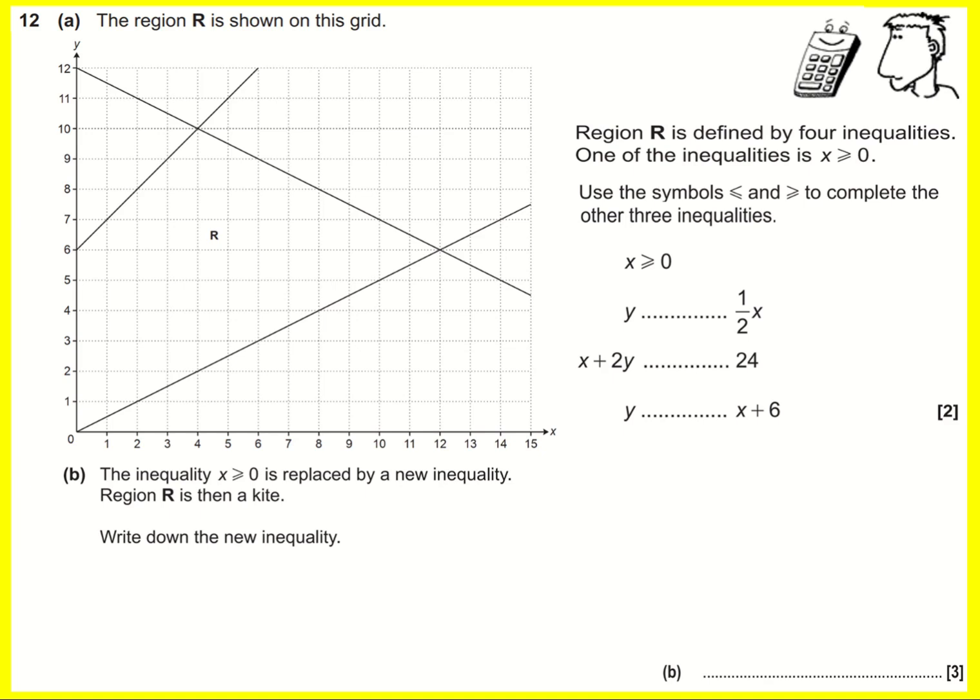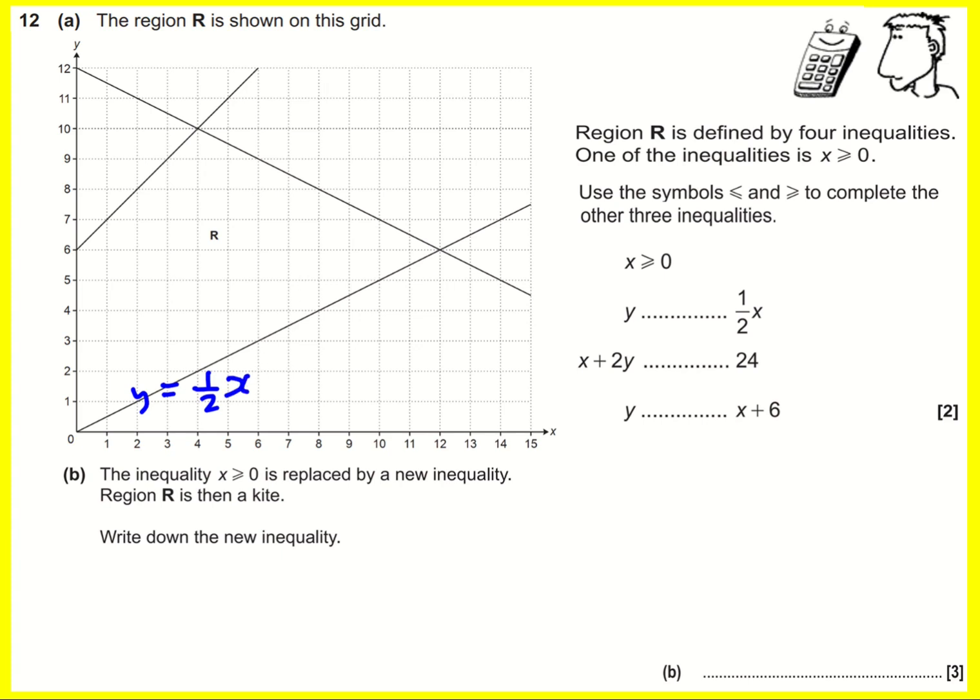This is an inequality regions question, and we're being asked basically to put the right signs in. So I think the first thing is to work out the lines. Now, let's start with this bottom one. We can see that I go along 2 and up 1. The gradient of this is a half, and it would be y equals a half x.